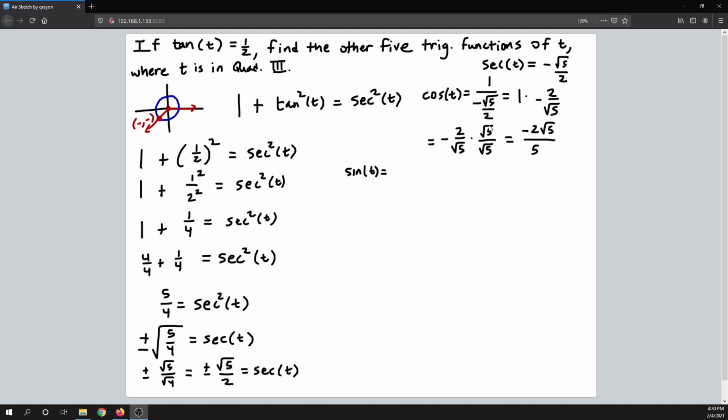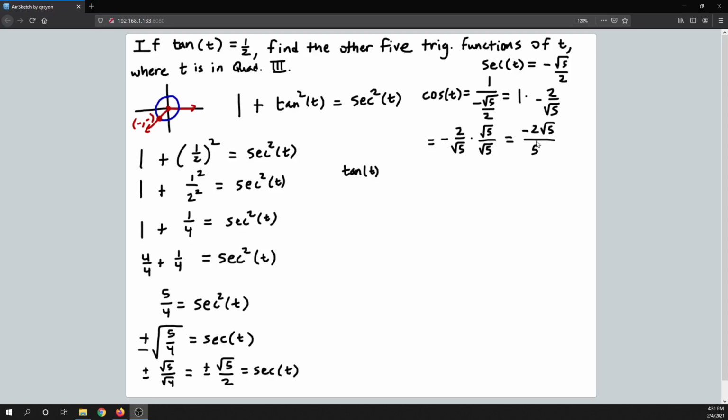All right, and in order to do the sine, I'm actually going to use this identity. The identity that I want to use is for the tangent, right? I know the tangent is 1/2. I know cosine is minus 2 square root 5 over 5, right?